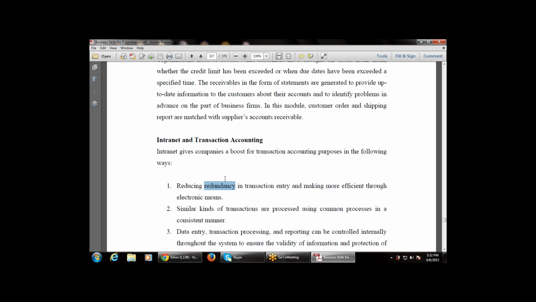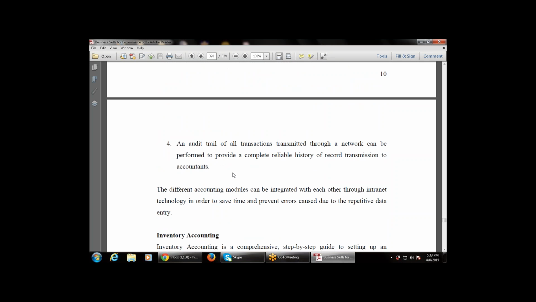Then data entry, transaction processing and reporting can be controlled internally throughout the system, to ensure the validity of the information and the protection of the information.